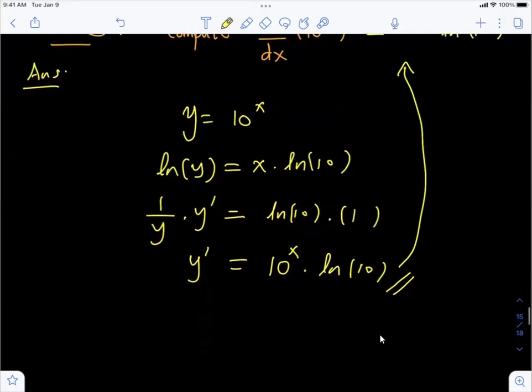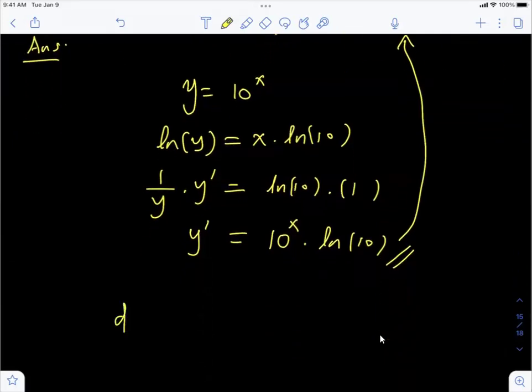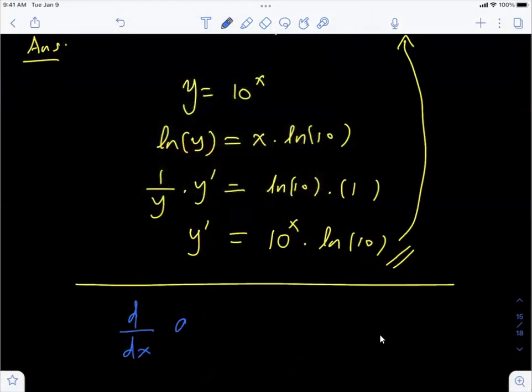Now along the same path, if somebody asks you to compute, let's use a different color because we can prepare a formula out of this. If you need to take the derivative of a raised to the power of x, where a is any positive base, where x is of course the variable of differentiation here, the answer is going to be a to the x times ln a.